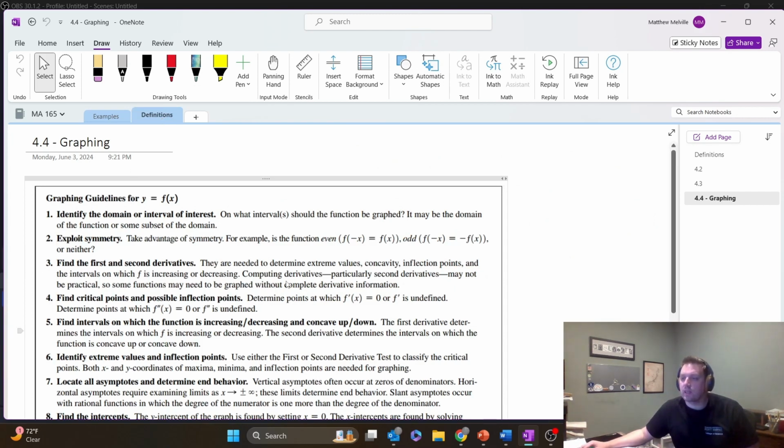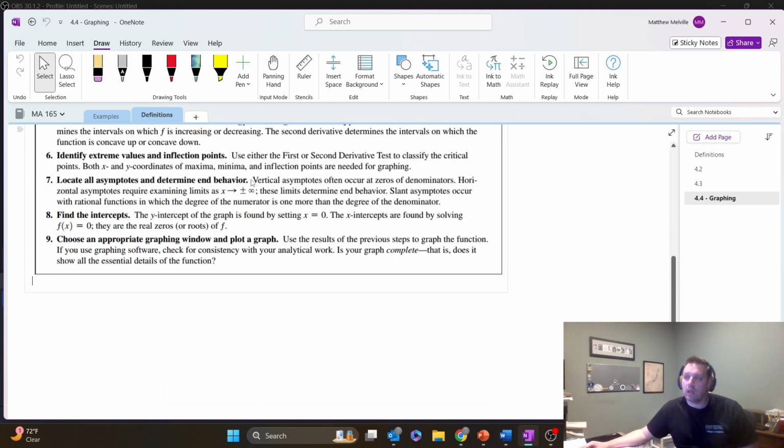Okay, find the first and second derivatives. It gives you a ton of information. Concavity, inflection points, extreme maxes and minimums, increasing, decreasing. So that is just going to be crucial. The critical points and inflection points, remember that's where the derivative is zero or undefined and where the second derivative is zero or undefined. Find out where they're increasing or decreasing, extreme values, locate all asymptotes and end behavior, find the intercepts if you can, and then choose an appropriate graphing window, which just makes sure you have it.